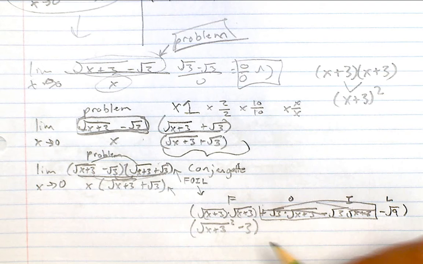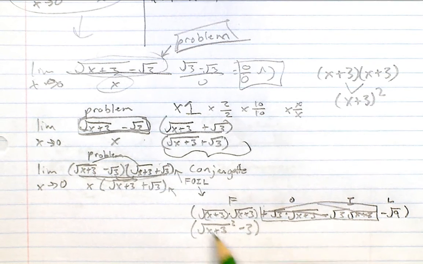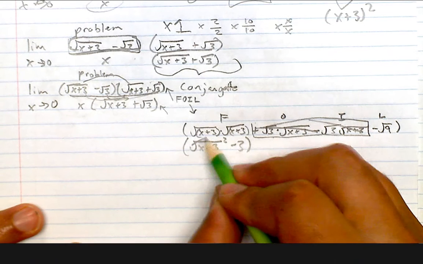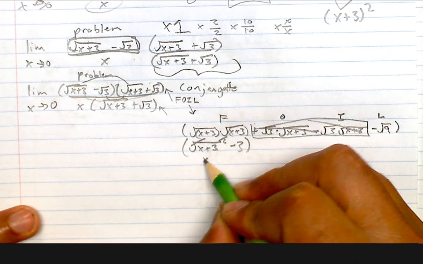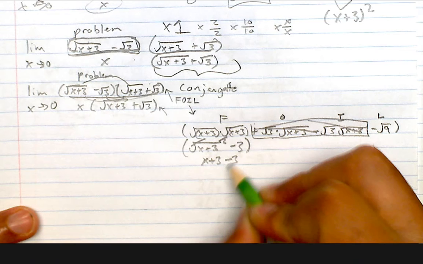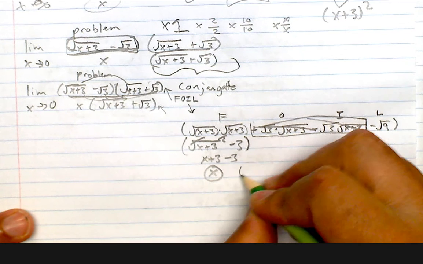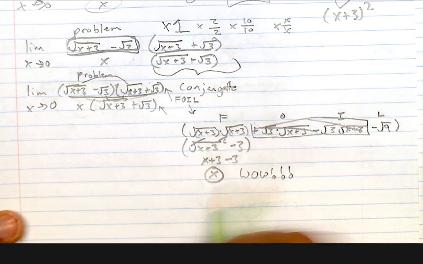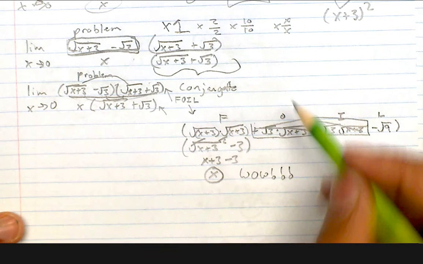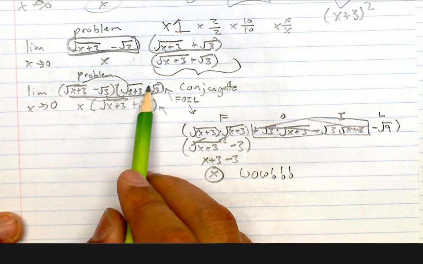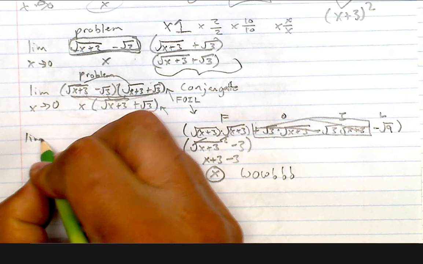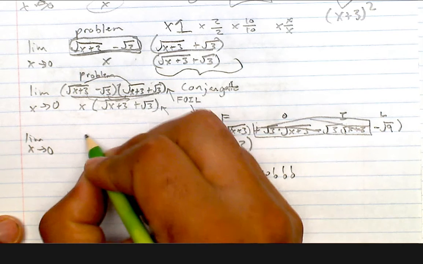Oh my gosh, some magic is happening, because what do we know? What happens with the square root and the square? They cancel. And so we're left with x plus 3 minus 3, which is x. Wow. So the whole problem area has now become an x. That's all you're left with on top.